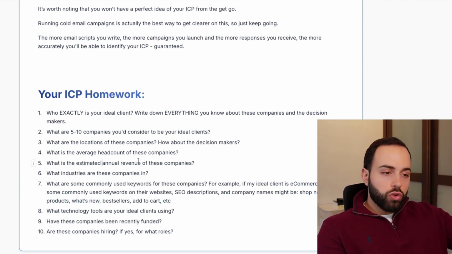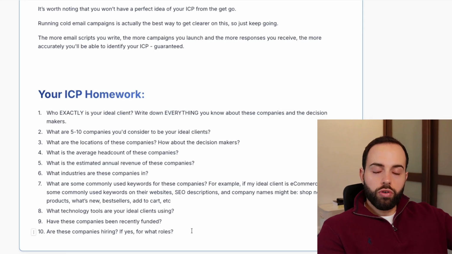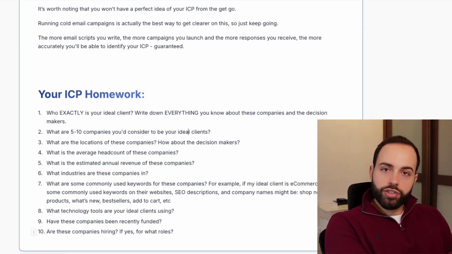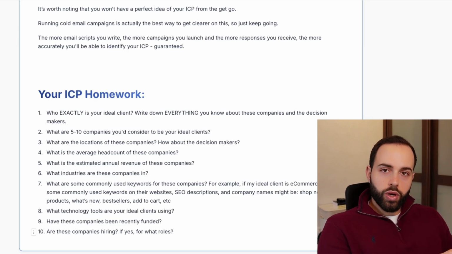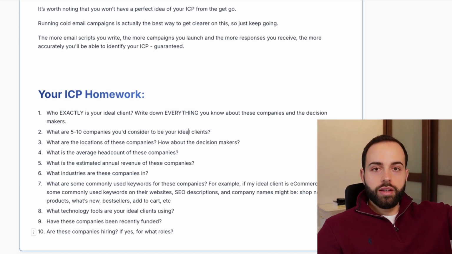What tools? Another question is: what tools are your ideal clients using? Have these companies recently been funded? Are these companies hiring? If yes, for what roles? Now, don't make the mistake of just thinking about the answers to these questions, because when you're thinking about the answers to these questions, you're not actually going to be answering the questions in the detail that you need to if you're going to then go ahead and build a targeted lead list.